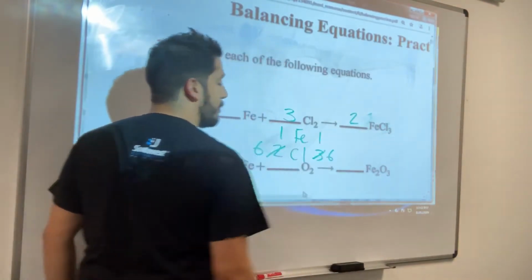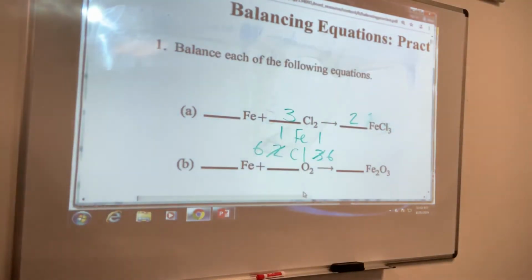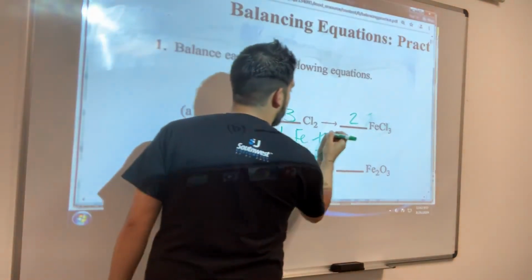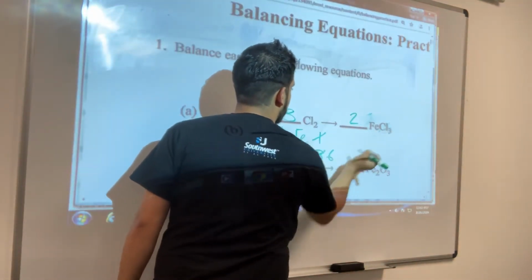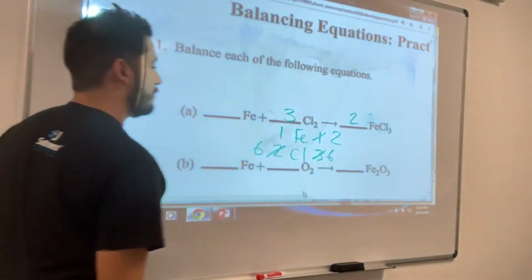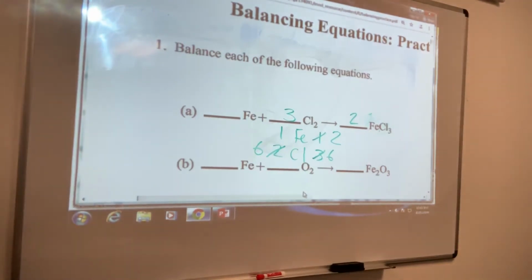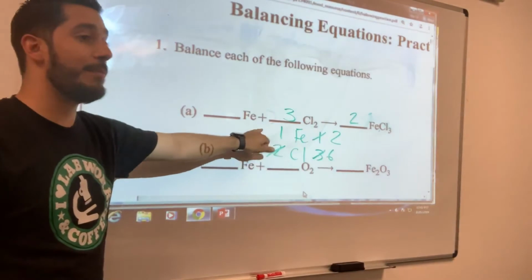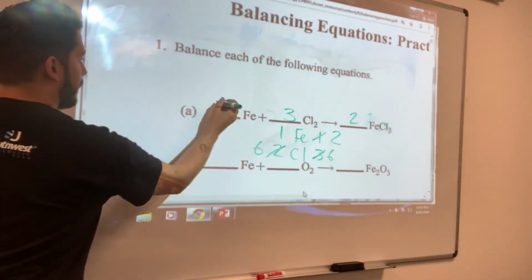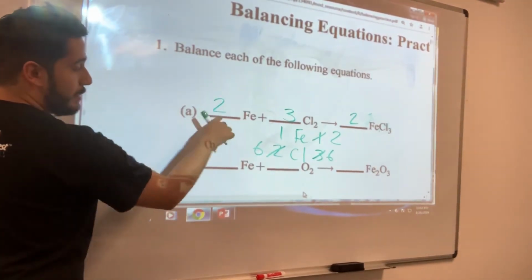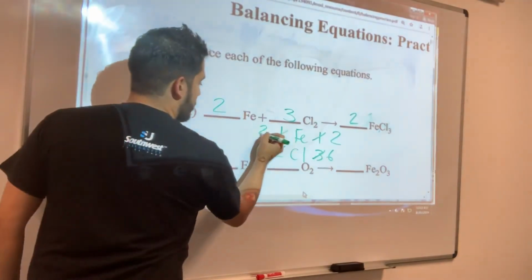But can you see we messed up something else in there? So what's my new number of irons in here? 2 times 1, so 2. You multiply the left side by 2. You see the last step, right? It's very obvious. I have 2 irons on the right side. I have 1 iron on the left side. I multiply the left side times 2. And it comes to 2, and that's balance.